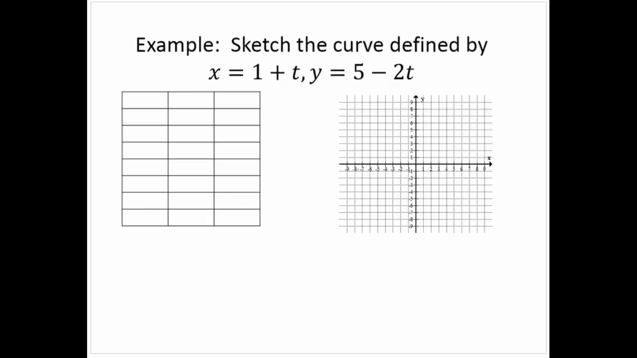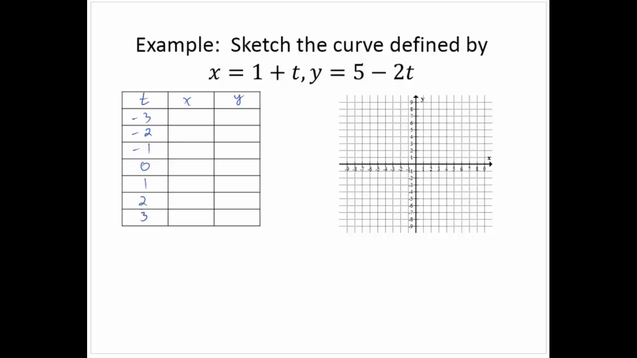So for example, let's sketch the curve defined by x equals 1 plus t and y equals 5 minus 2t. In this case, we were not told any restrictions on the parameter t. We weren't given an interval. So I'm just going to choose some values for t. It might be helpful when you're asked to do this to set up a chart, put t in the first column and then x and y in the second and third columns respectively. I'm going to go from -3 to 3 by ones.